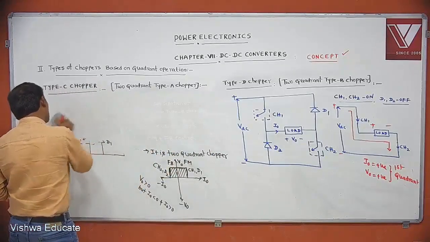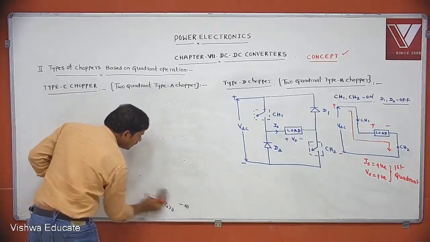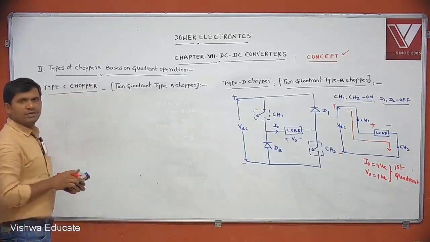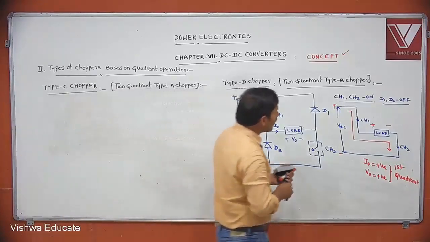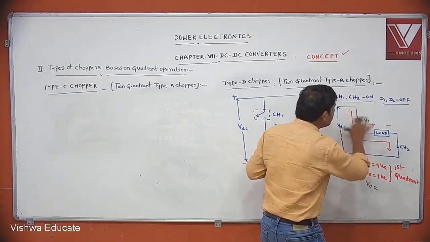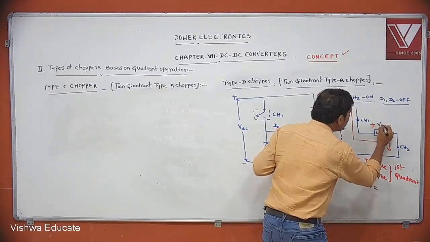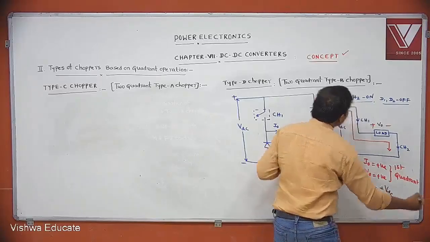CH1 and CH2 are off. If CH1 and CH2 are off, D1 and D2 will be on. Here I0 positive, V0 positive. What is V0? You tell me. V0 equal to VDC will appear across this now. This is V0. Then what is V0 equal to in this case? Plus VDC.